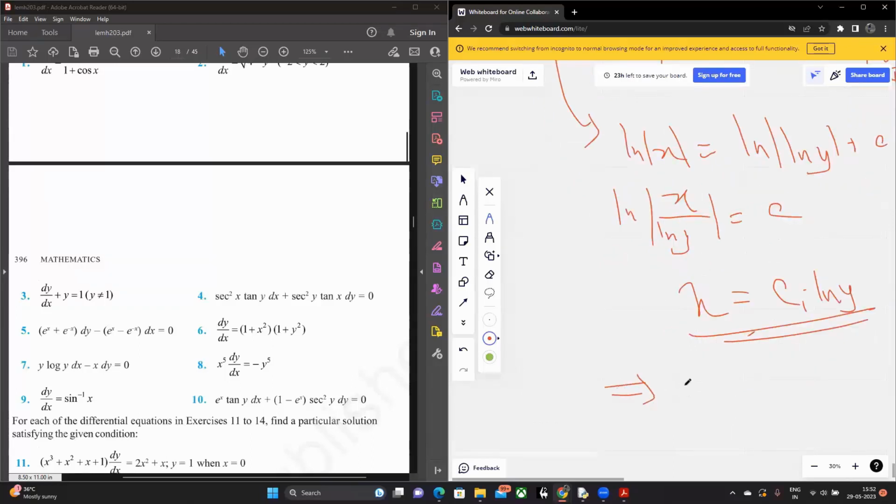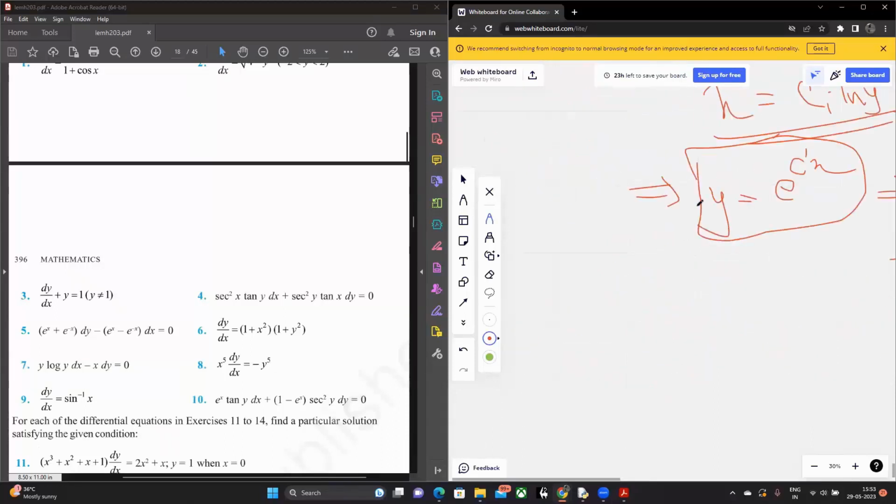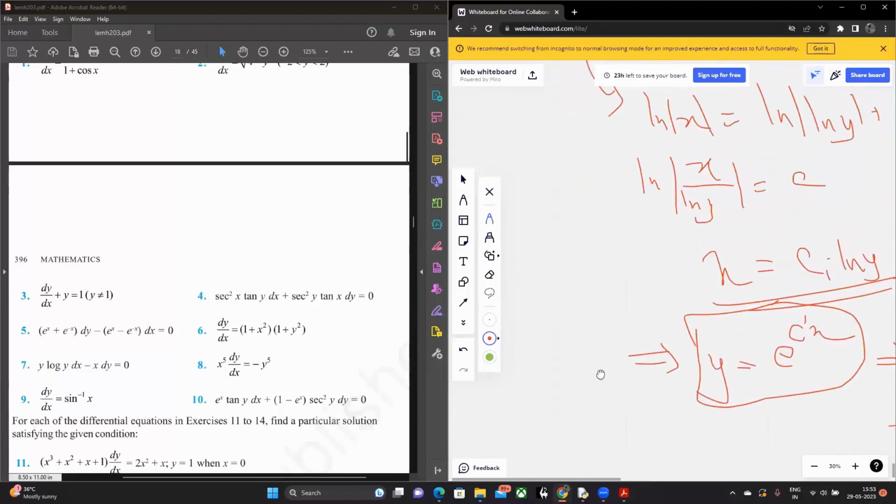This basically reduces down to y equals e power e dash x. Or you can basically represent this as y equals e power ax for some constant. That's what this is, right? That's question number 7.